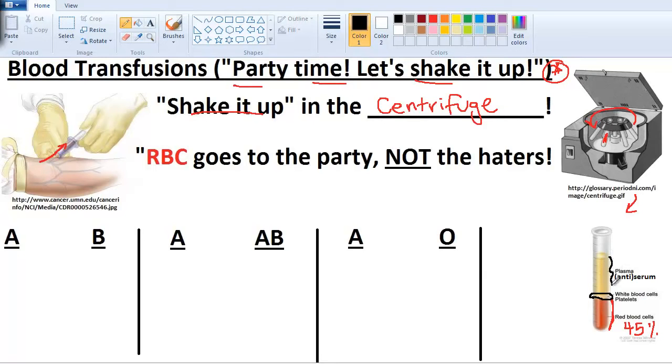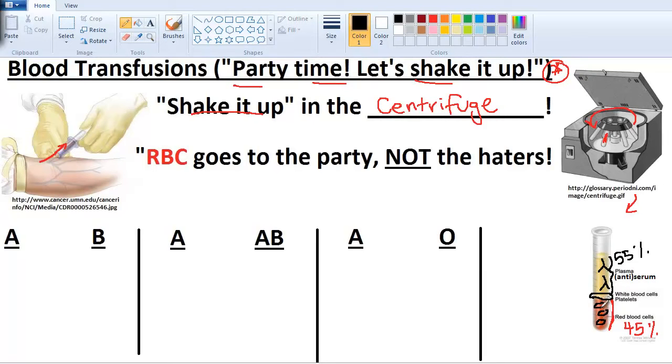And then up here, we call this plasma, about 55% of the blood. 90%, or a little bit more, about 92, 93, is water. But what matters here is this is where you're going to find these guys. What are these guys? These are the antibodies. So now we have separated the antibodies from the red blood cells.